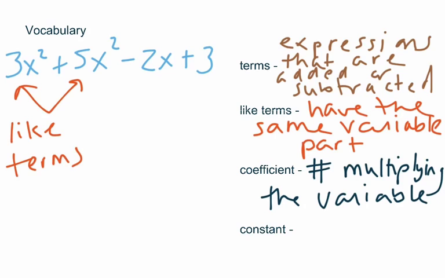Sometimes you'll hear people say it is the number in front of the variable. But let's be really clear with this. I'm going to look at the 2x here. This is multiplication right there. That is 2 times x. And so when we're talking about the coefficient, the 2 is the coefficient. In these terms, 3 is a coefficient, 5 is a coefficient, 2 is a coefficient.